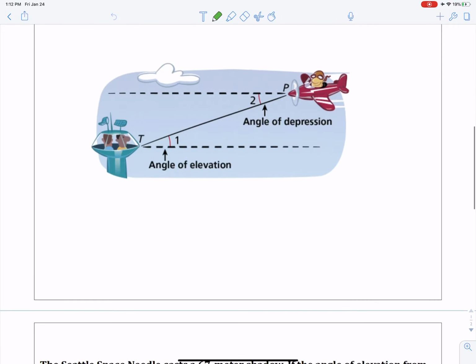So first I wanted to show you this picture showing you that the angle of elevation and angle of depression are the same thing. You can see these parallel lines being cut by a transversal, giving us alternate interior angles right here. So you can see that they end up being the same thing, which is really cool.